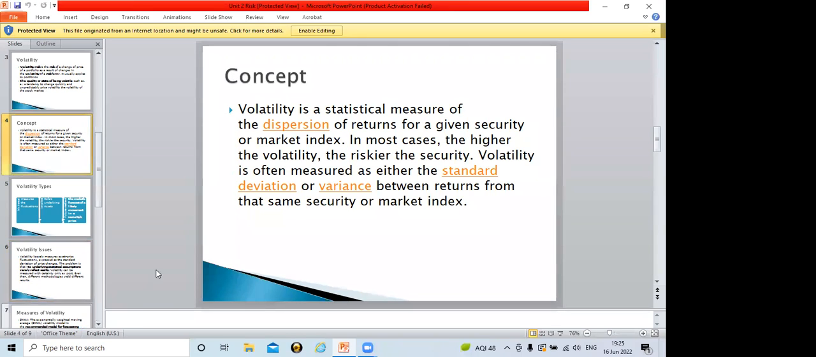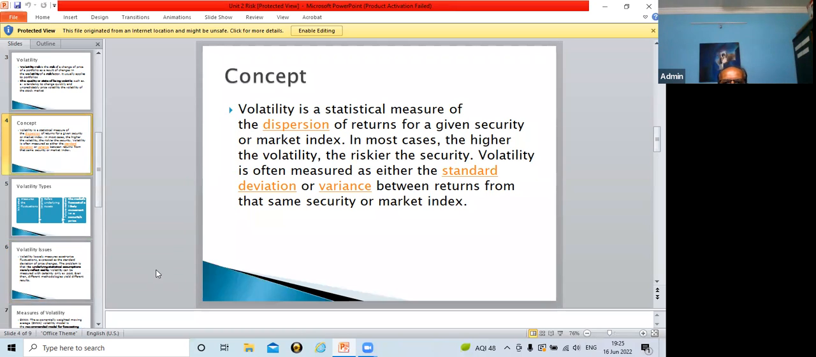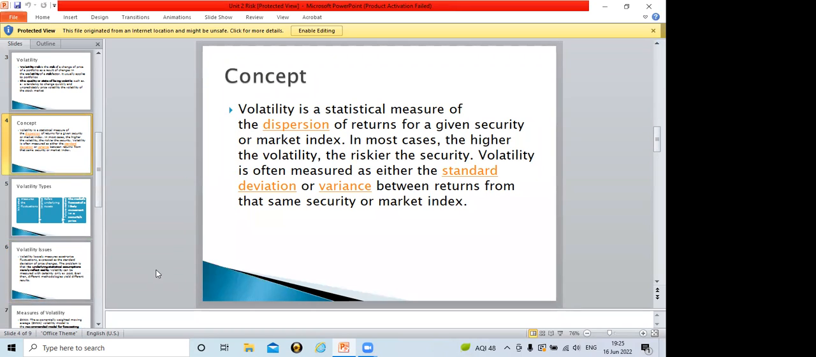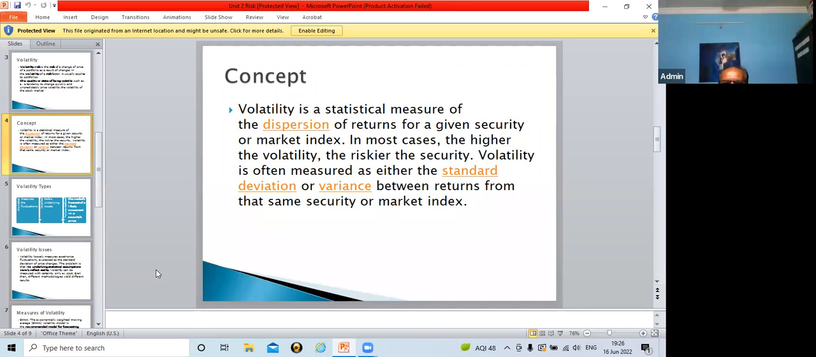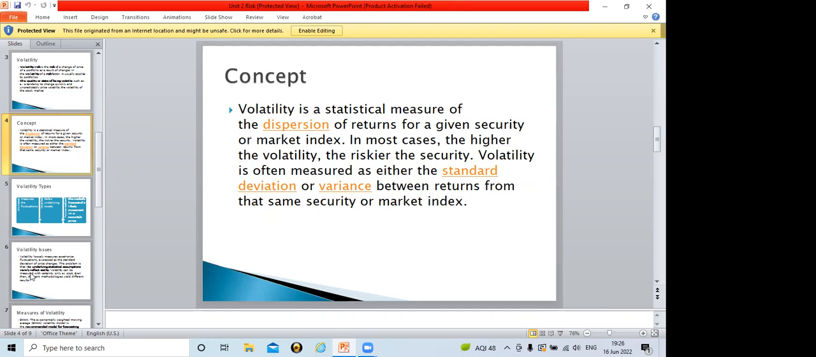Variance and covariance both are different. Variance means the difference between budgeted and actual. That is variance. Covariance is a different term. Okay, sir. It is different.